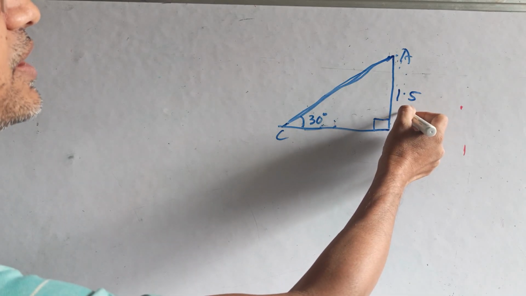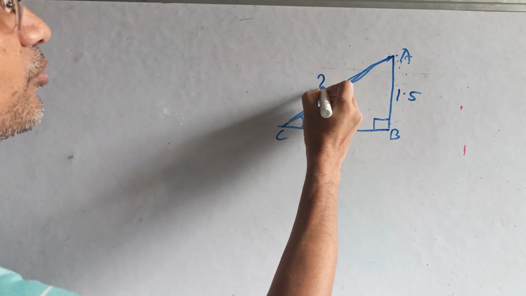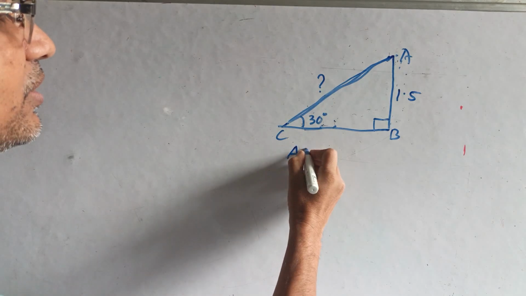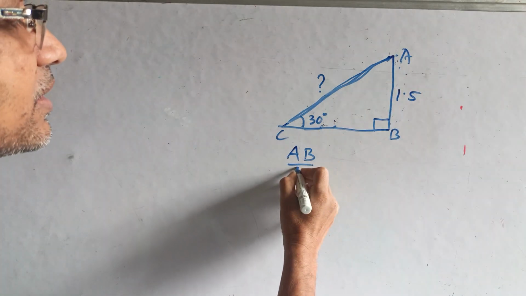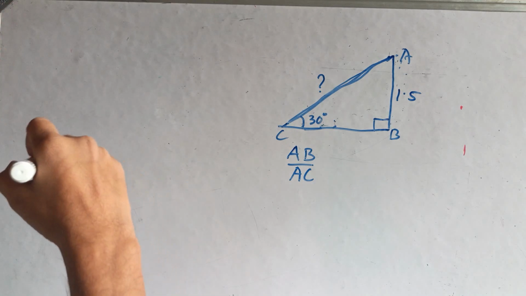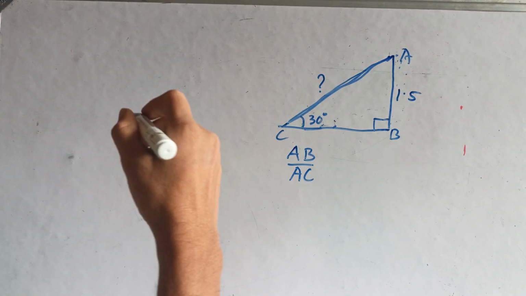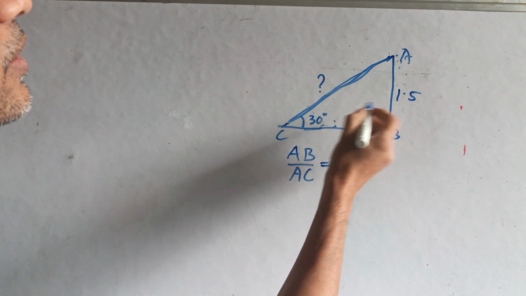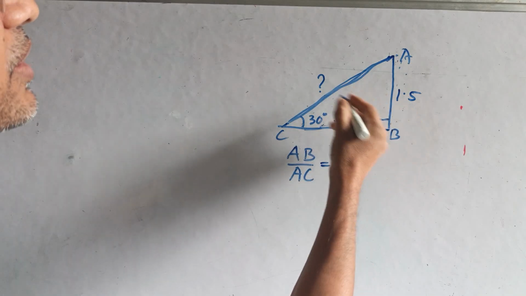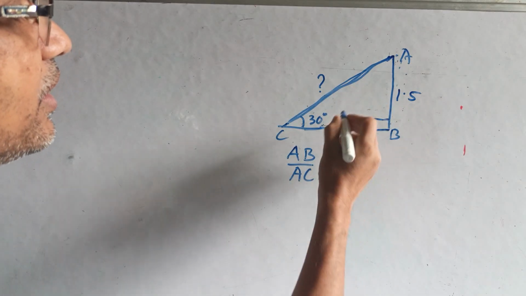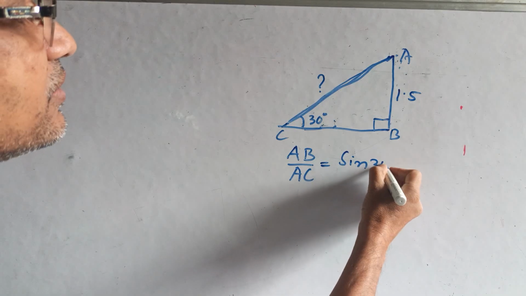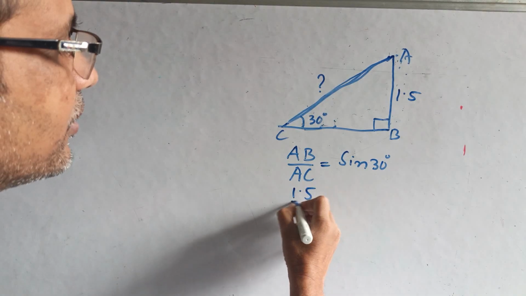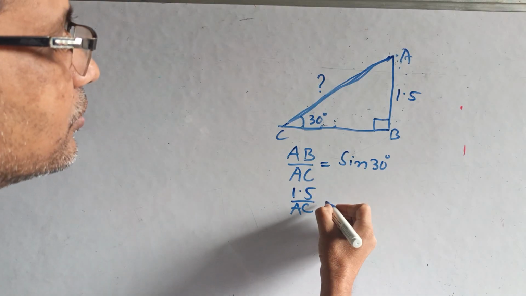Okay, so this is 1.5 meter. So this is a height, and you have to find out AC. You put a question mark here. So now what will we find? AB by AC. AB by AC is a sine, height by hypotenuse. So this is sine 30 degree. Now out of that, AB is 1.5, AC is to be found out.